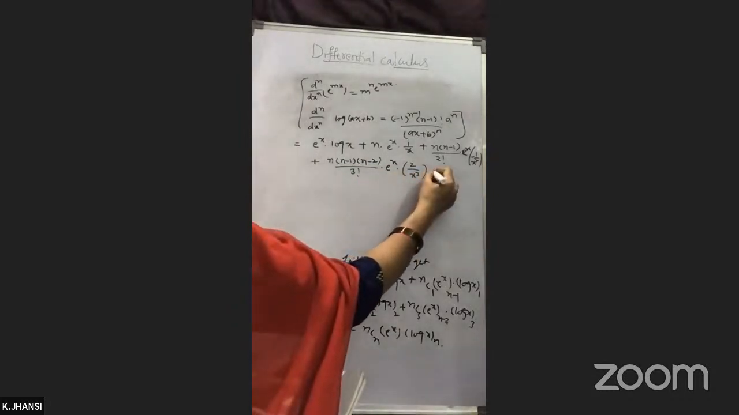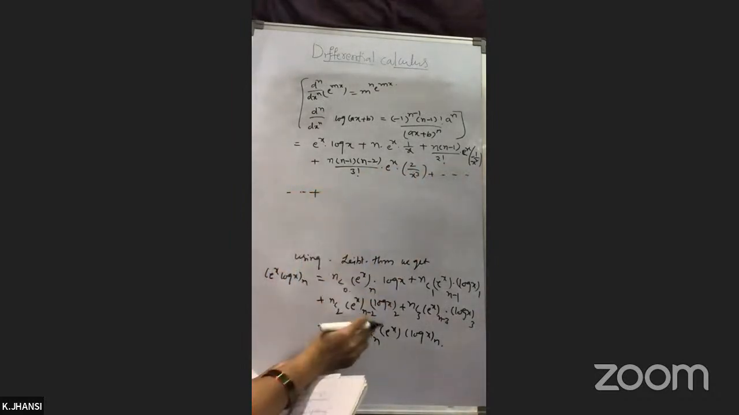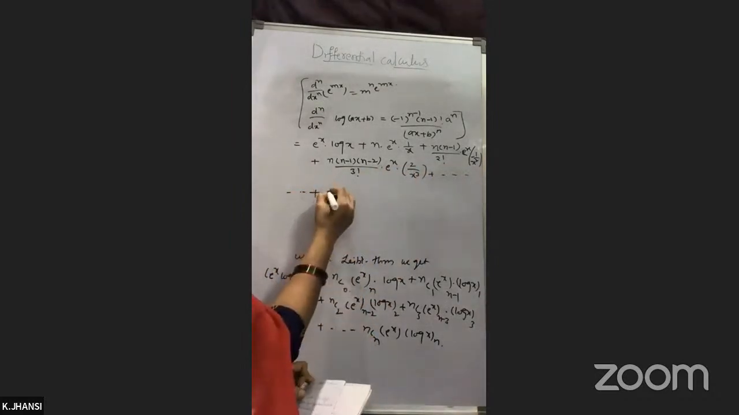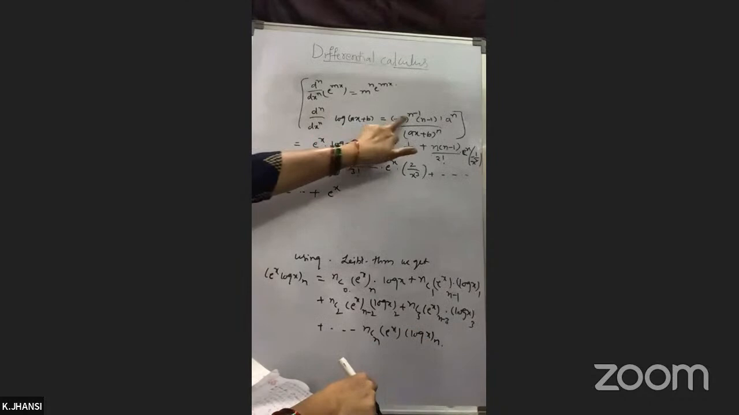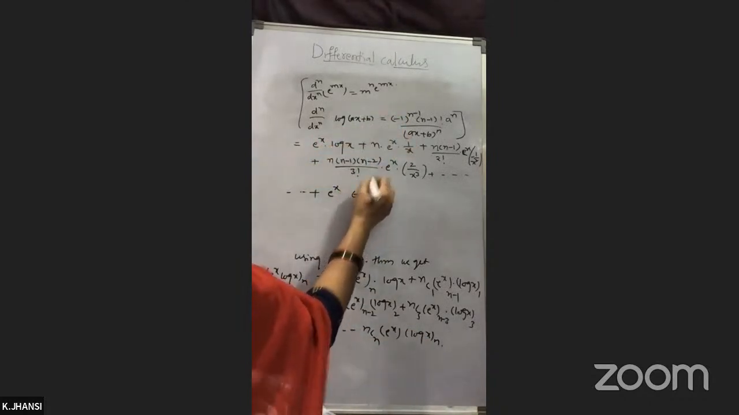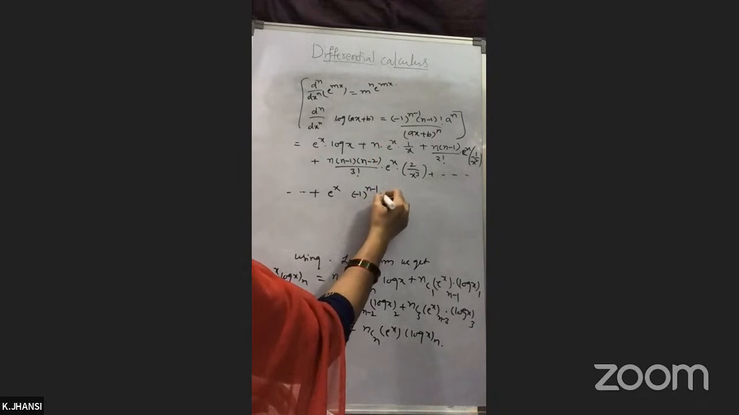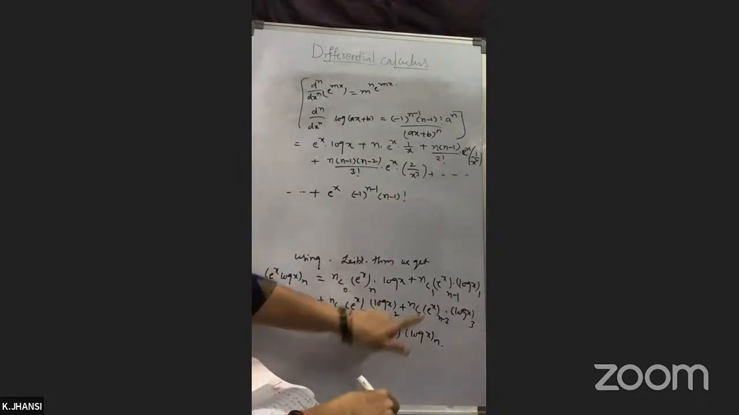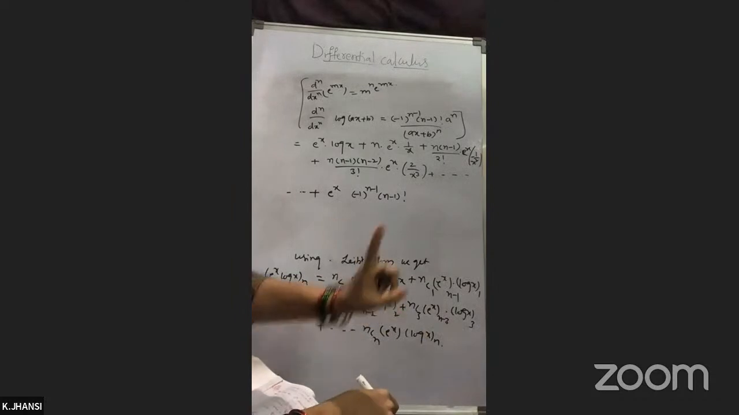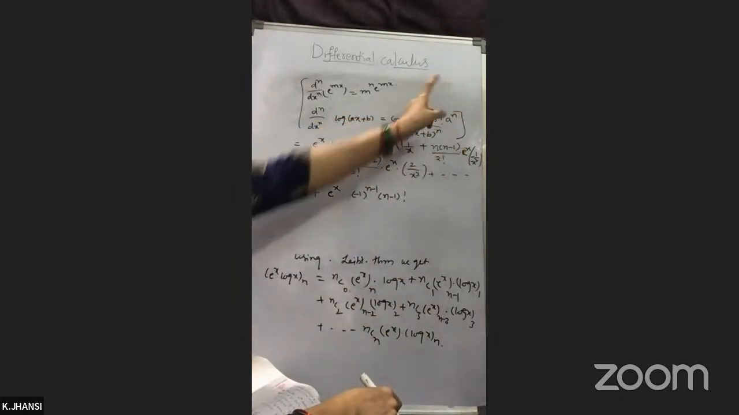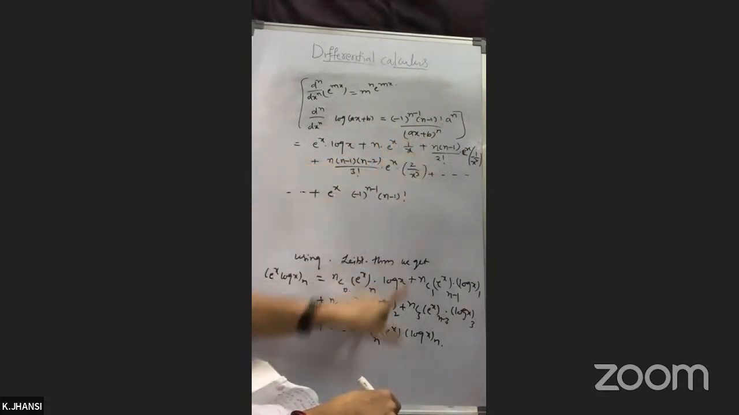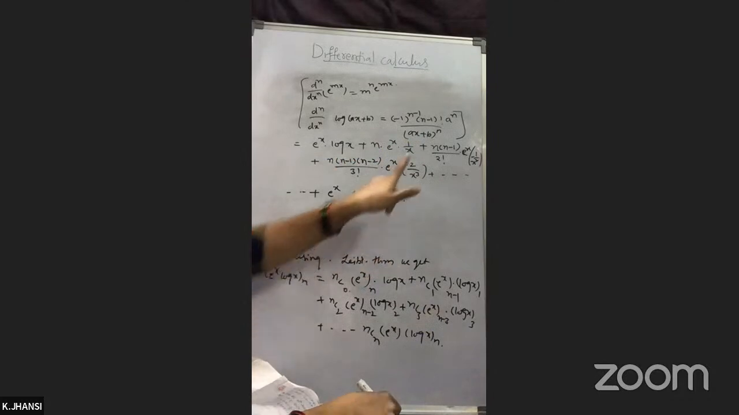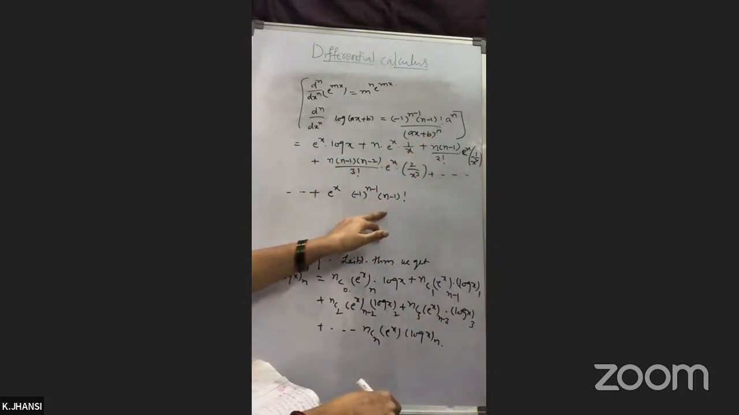So plus, nCn value is 1, e power x like that only, and log x nth order. Log x nth order, what is the formula? Minus 1 to the power of n minus 1, (n minus 1) factorial. Here in log x, the coefficient is 1, that means a value is 1. So 1 to the power of n means 1 only. In the denominator also, ax plus b: a value is 1, b value is 0. So in the denominator also 1 to the power of n. So it's enough up to here if you write.